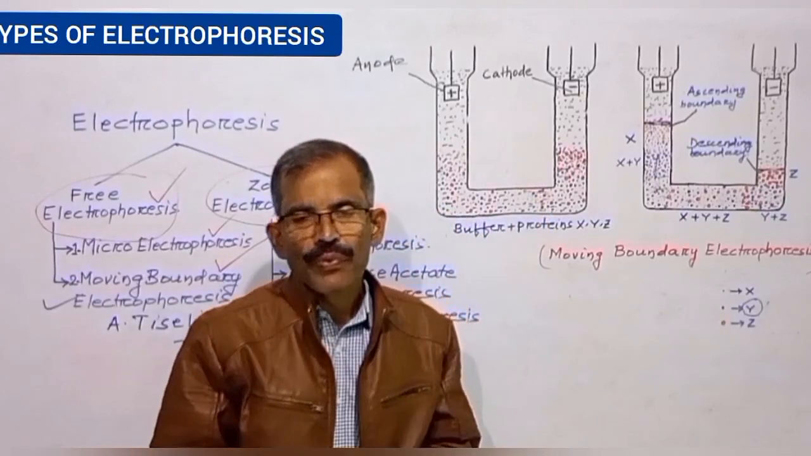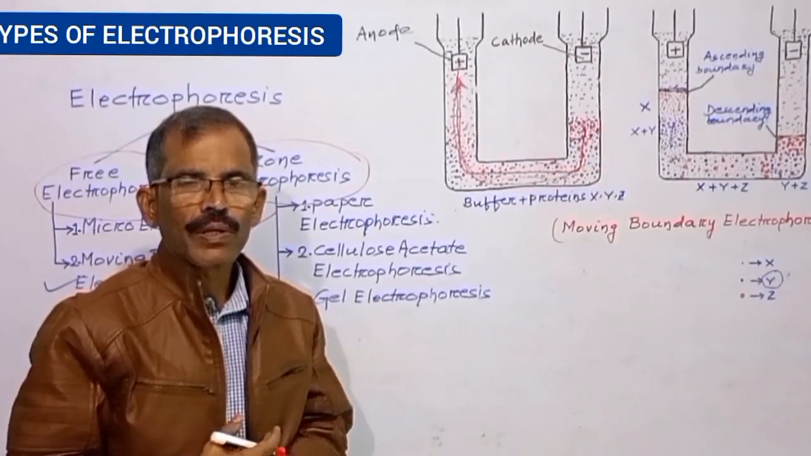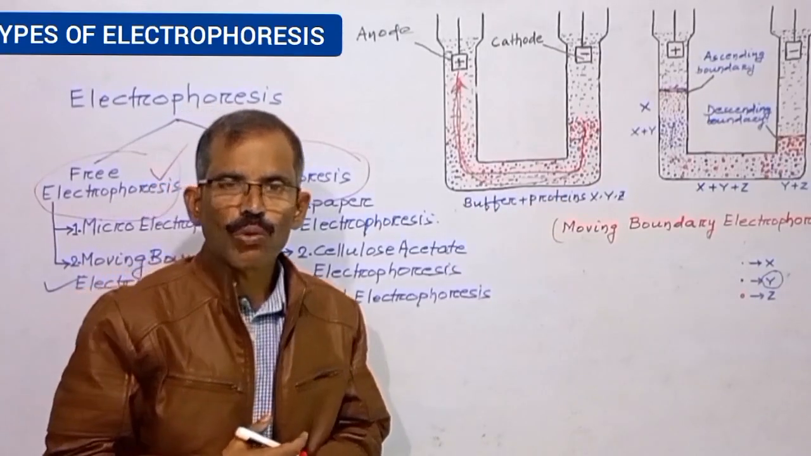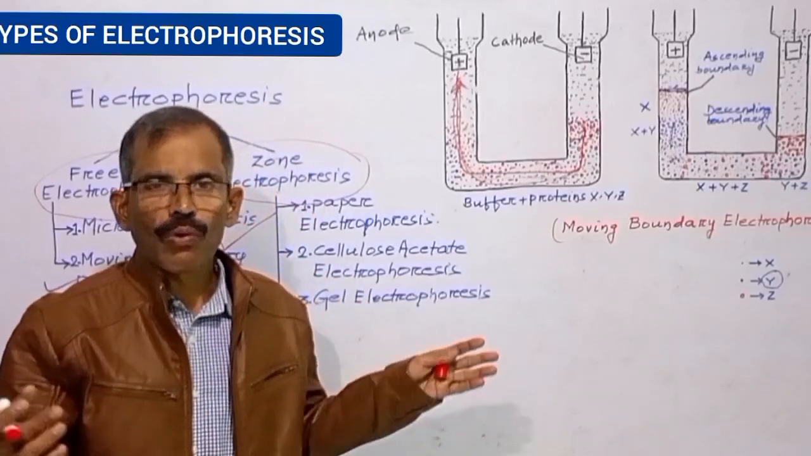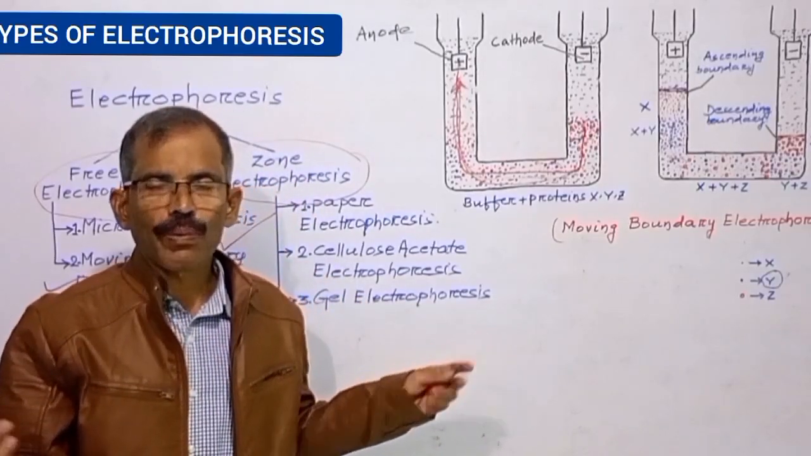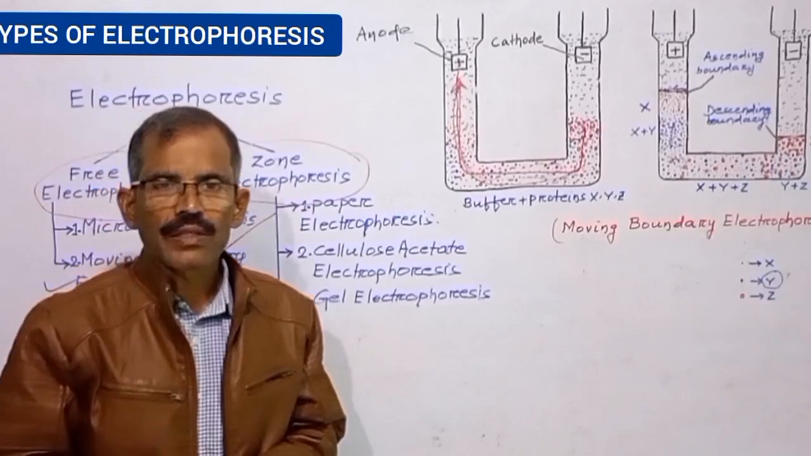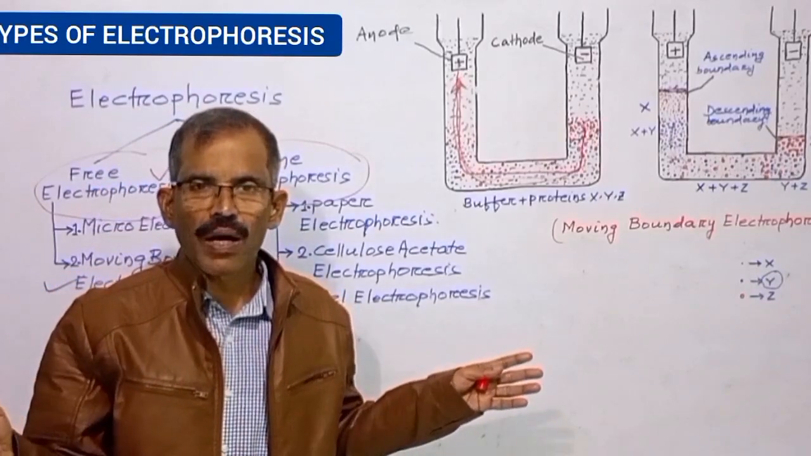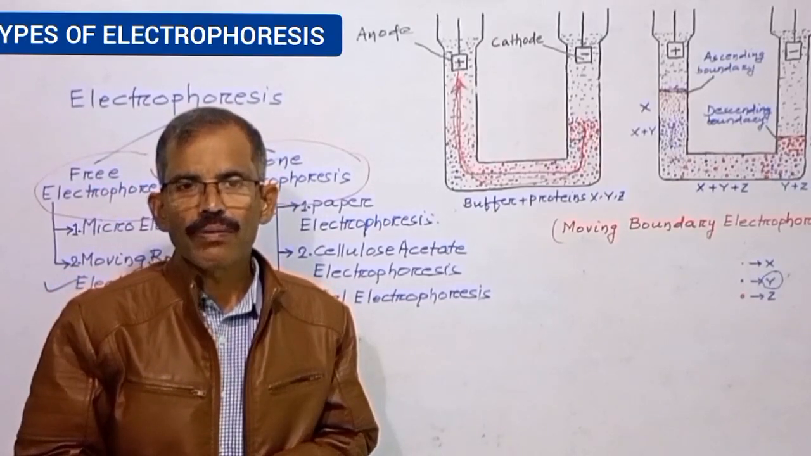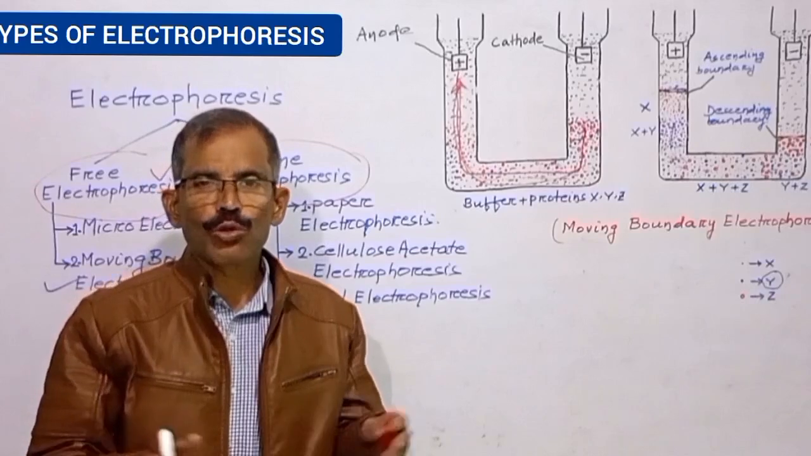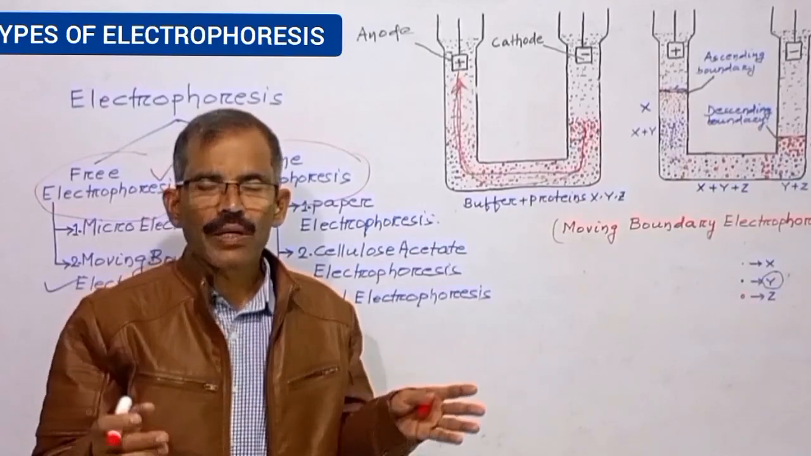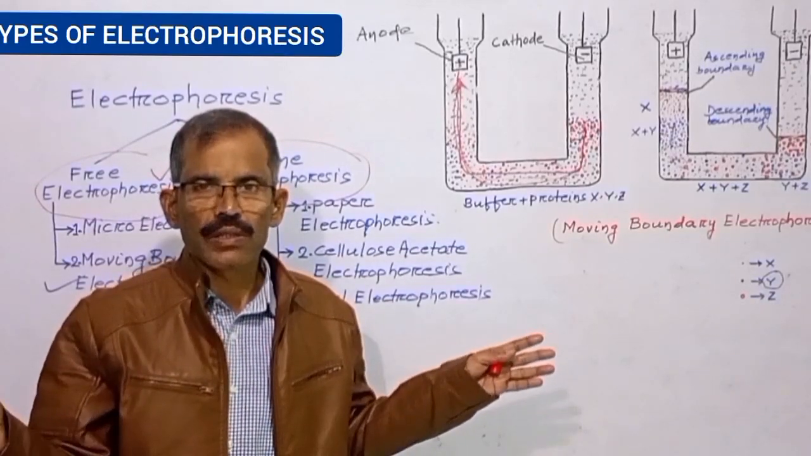For many years, moving boundary electrophoresis was very popular for quantitative analysis of complex mixtures such as proteins in blood plasma. Recently, however, this technique has been superseded by different types of gel electrophoresis.